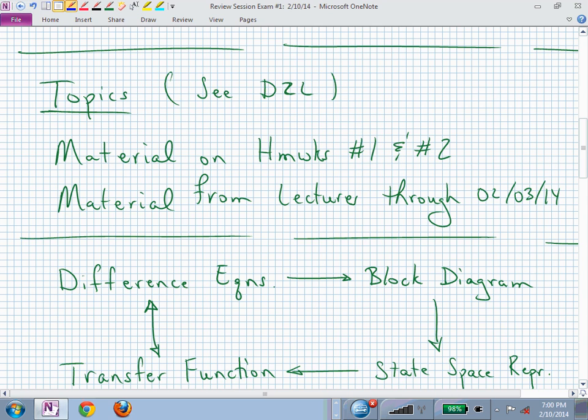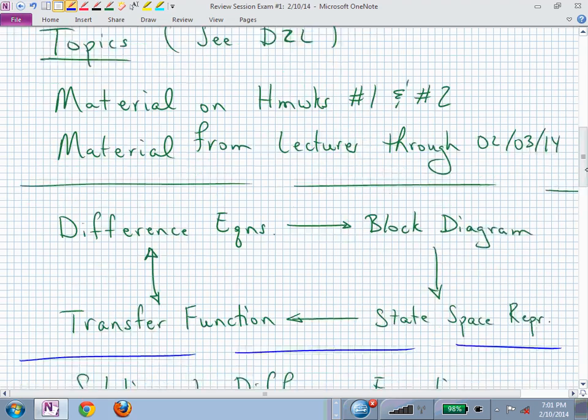I've tried to consolidate the topics into a list of topics on D2L, but the material on homeworks 1 and 2, that's what you're responsible for. And it really does not include explicitly any material in lectures beyond the 3rd of February. Today's material is not really a part of exam number 1, but I think it helps you understand what you're doing with the Z-transform.